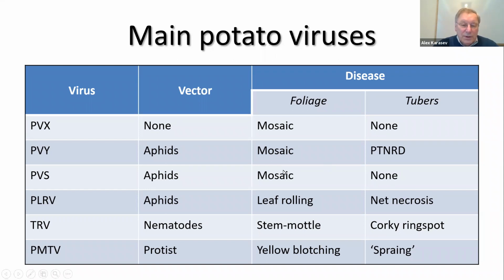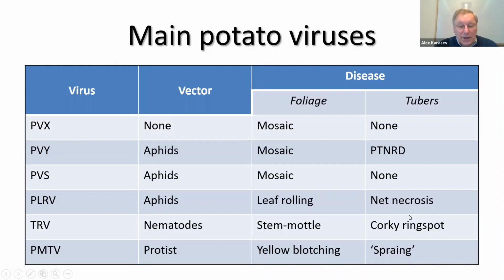There is a group of viruses, potato virus Y, potato virus S, and potato leaf roll virus, transmitted by aphids. These viruses may induce mosaic or leaf rolling symptoms in foliage. Two of them, potato virus Y and potato leaf roll virus, are known to be associated with very important tuber symptoms: potato tuber necrotic ringspot disease, and also net necrosis.